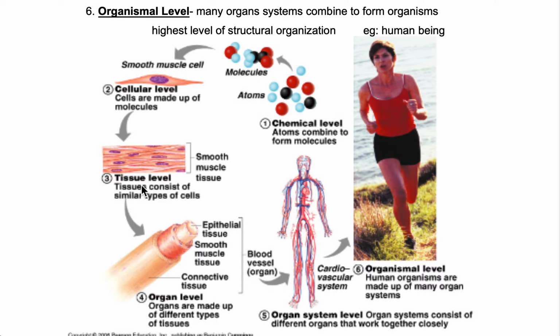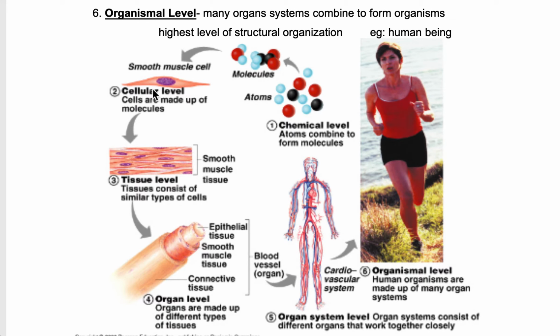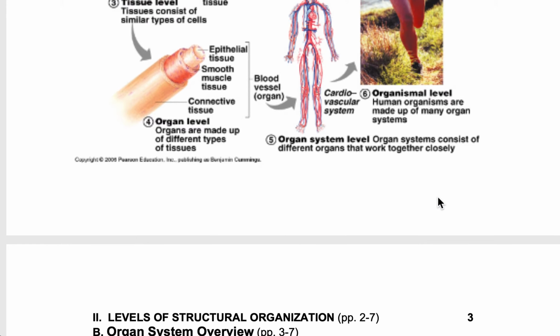And here's a nice picture using another analogy showing you how we go from just the chemicals to making molecules to making cells. This is a smooth muscle cell forming layers of tissue that eventually will form a blood vessel, which helps form the cardiovascular system, which is one of the 11 systems that helps create a human being.